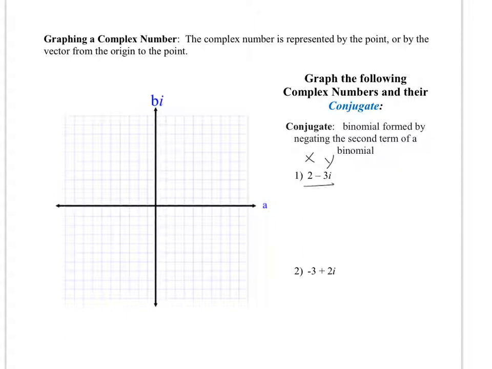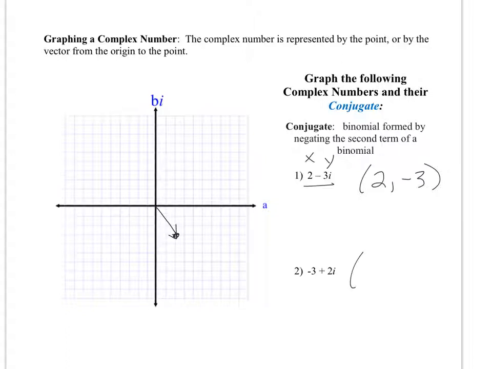So this is simply like graphing the point 2, negative 3. So when we do that, we go 2, negative 3. So that would be right about here. And then we draw a little vector right there. Vector. All right, it starts at the origin and goes right to that point.